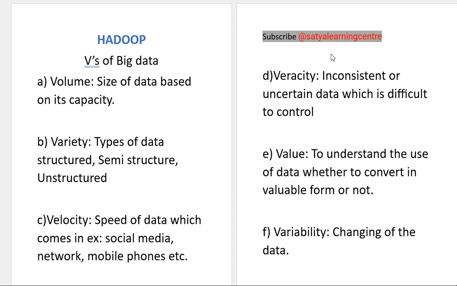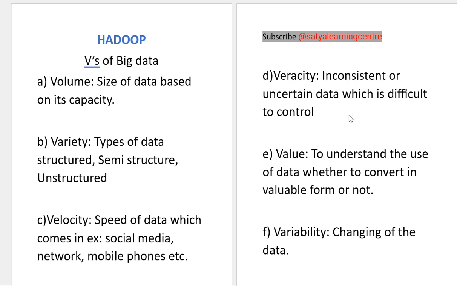So I have already taught two sessions of Hadoop, like types of data in big data and basics of Hadoop. Now we are going to talk about V's of big data. V stands for volume, variety, velocity, veracity, value, and variability. Earlier it was 3V, then 4V, then 5V. Now we can extend up to 6Vs.